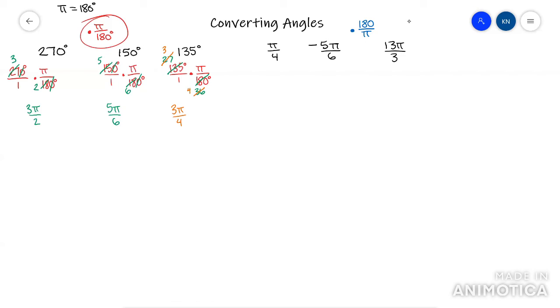Okay, now to go the opposite way, you're going to times by 180 and divide by pi. It's the 180 degrees. It's the same exact thing. You're just going the opposite direction. So this is what it would look like.